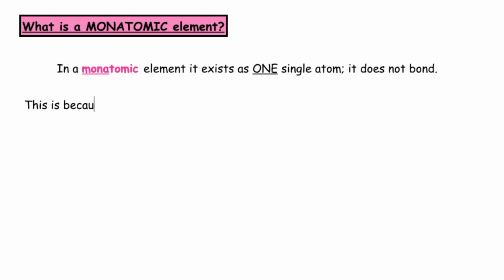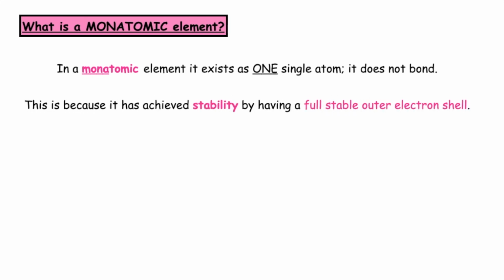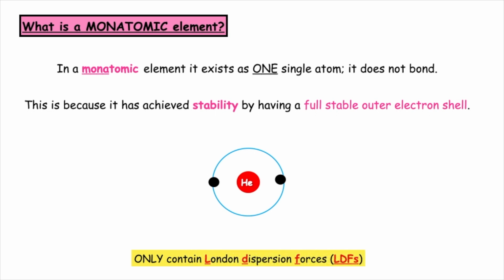What is a monatomic element? In a monatomic element, it exists as one single atom. It does not bond. And this is because it achieves stability by having a full stable outer electron shell. An example of this is helium, but all of the noble gases we know have achieved a full stable outer electron shell. These only contain something called London dispersion forces, which are classified as intermolecular forces, which we'll go into in a wee bit more detail later.